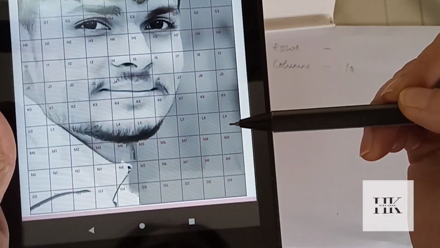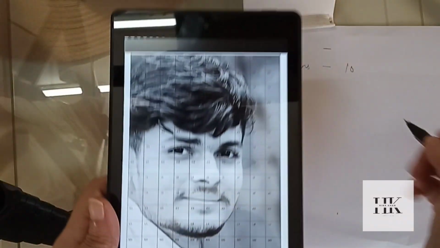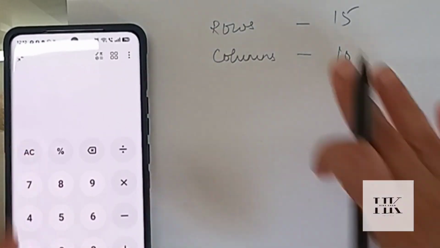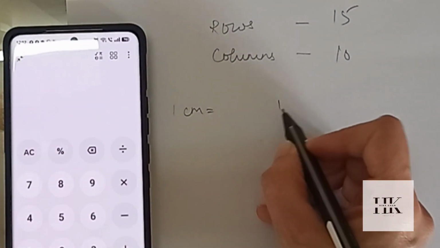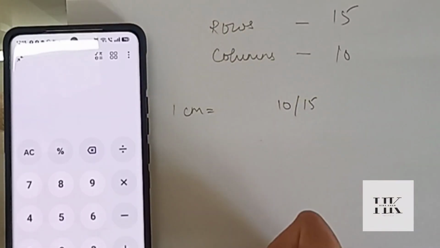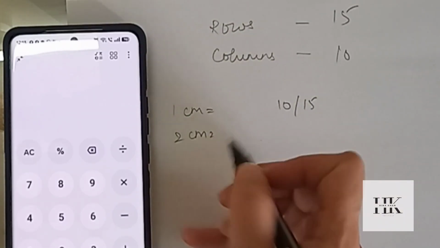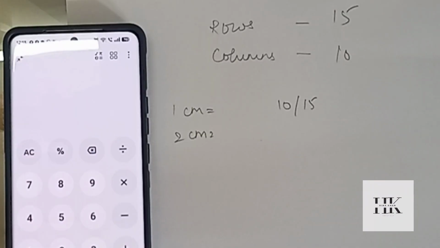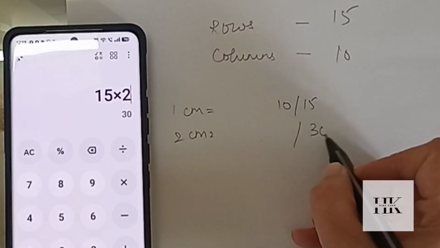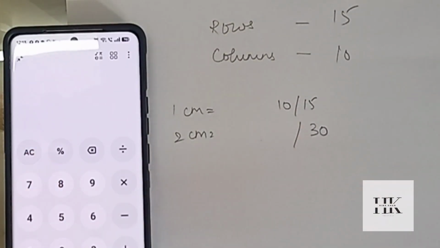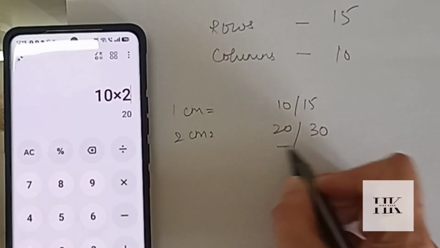Because the grid is labeled, we can easily check the number and get the number of rows and the columns. Now if I am considering one square of that grid to be 1 centimeter, then the total length becomes around 10 by 15, that is 10 centimeter for the columns and 15 centimeter for the rows. If I increase the number by 2 centimeter, I'm just simply multiplying it. So I'll get 30 centimeter as the columns length vertical and around 20 centimeter as the horizontal line for the rows.